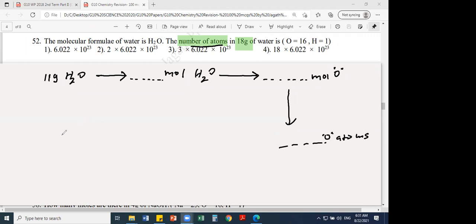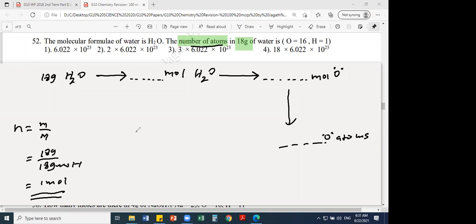Let's see how to do it now. First step, I will convert 11 grams. How to convert into moles? 11 grams divided by, sorry, this is 18 grams of water. Sorry about that. So 18 grams, how to convert into moles? Number of moles equals mass divided by molar mass. 18 grams divided by 18 grams per mole, then you get 1 mole.